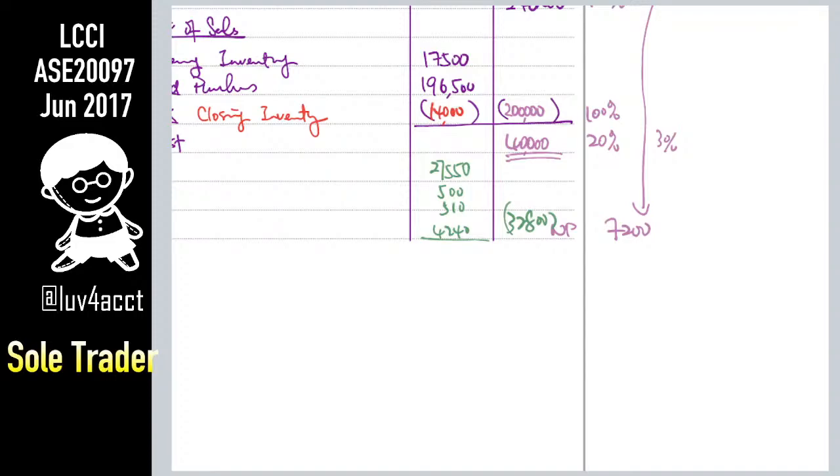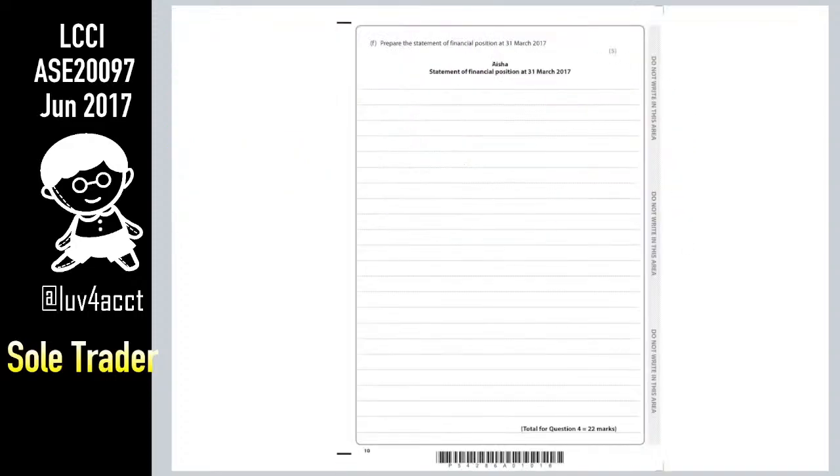I am worried because if this doesn't add up, that means one piece of information is not given to us, either an accrual or prepayment. Okay, so now it's balanced. We don't have to worry. Let us move on to the statement of financial position.